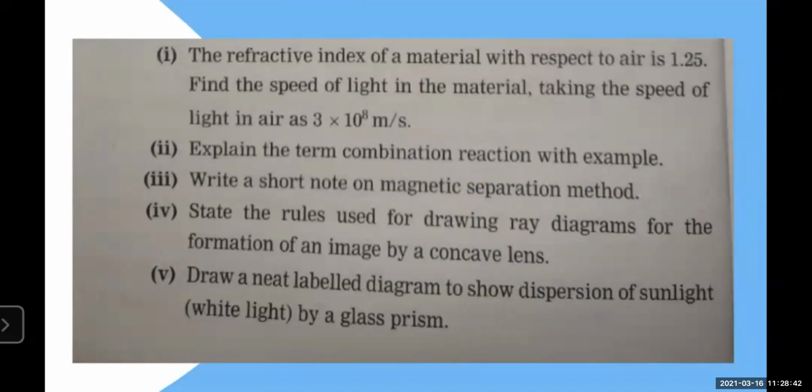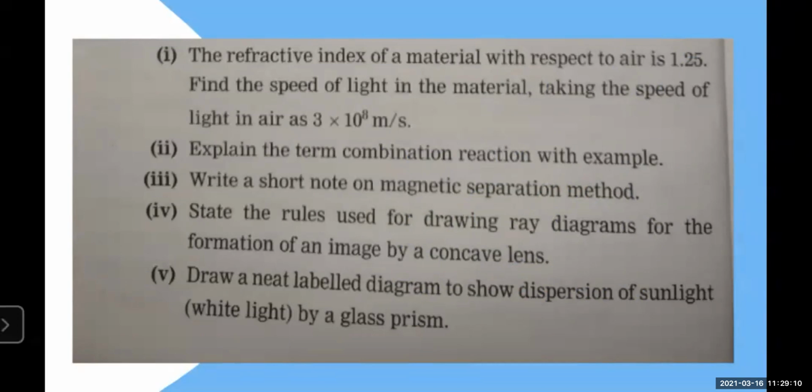Question number 5. Draw a neat labeled diagram to show dispersion of sunlight, white light, by a glass prism. You know, sunlight we see as white color, but when it passes through the glass prism, it shows 7 different colors. Very simple diagram.